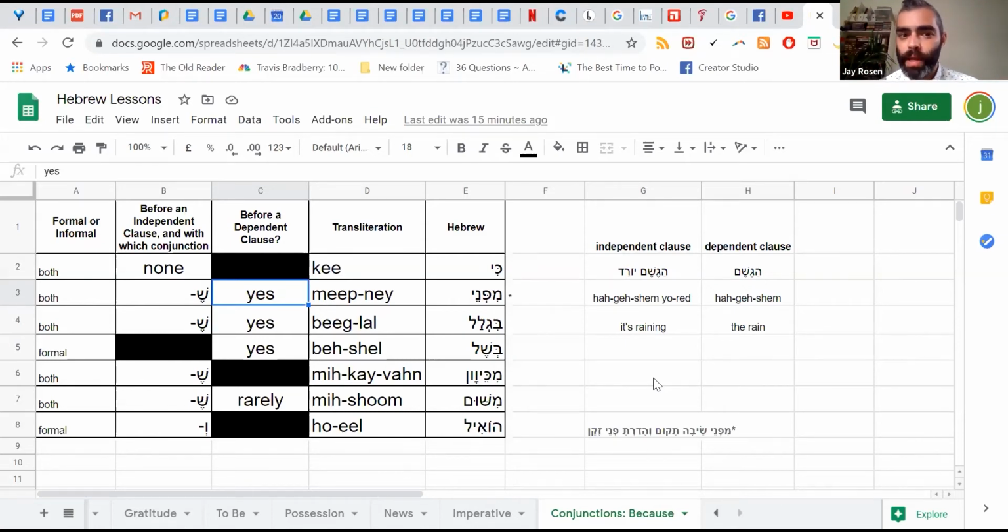Now, that is in contrast to the next word here, biglal. Biglal is the exact same word. It's the exact same meaning. Use it as you see in this table, you use it the exact same way, right? Mipnei she is the exact same thing as biglal she. Ani shote mayim, biglal she'ani tzameh. Ani shote mayim, mipnei she'ani tzameh. They are the exact same thing. Here's the difference though, and this is important.